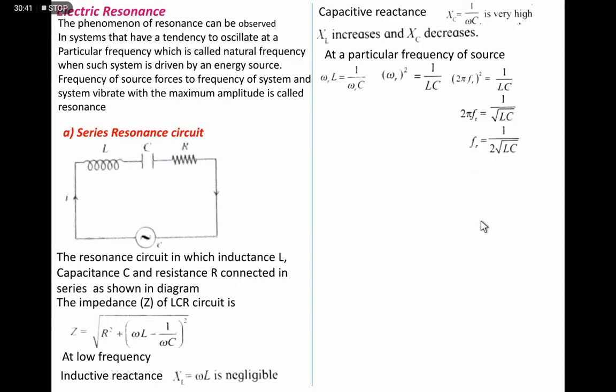Again, we'll write fr is equal to 1 by 2 pi root LC. This pi must be over here, it is a mistake in our book, so you rectify the mistake. This is the frequency of the AC generator at which the inductive reactance and the capacitive reactance both are equal.